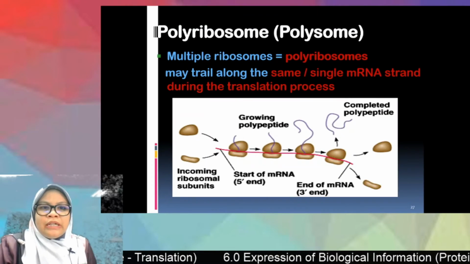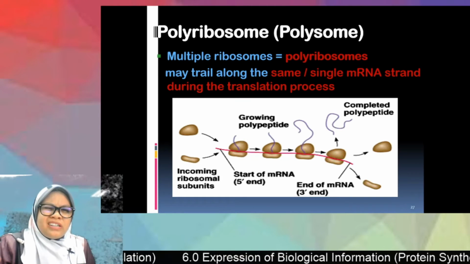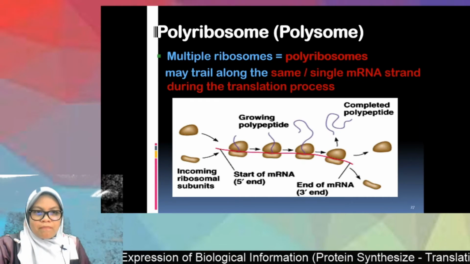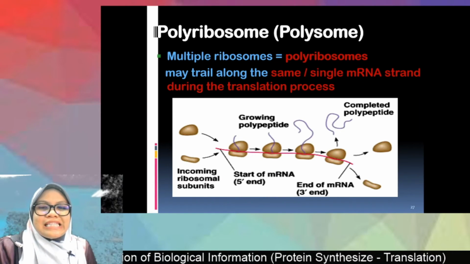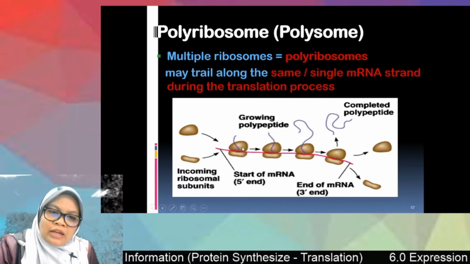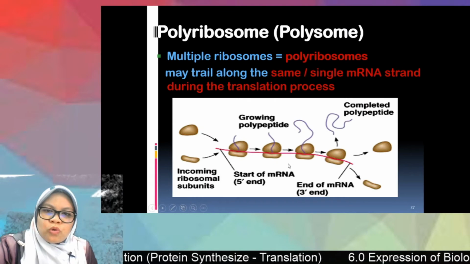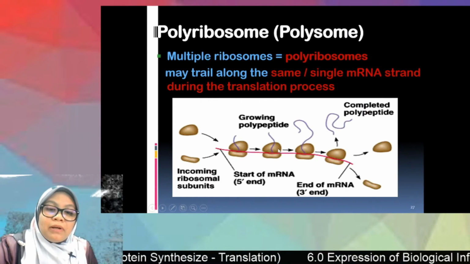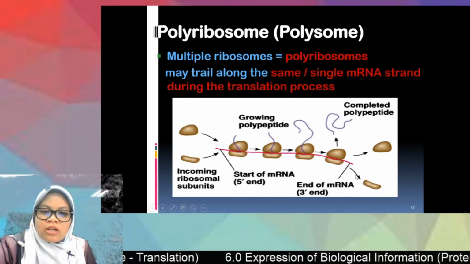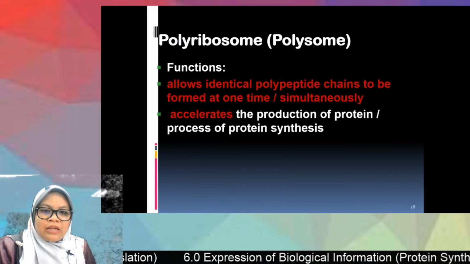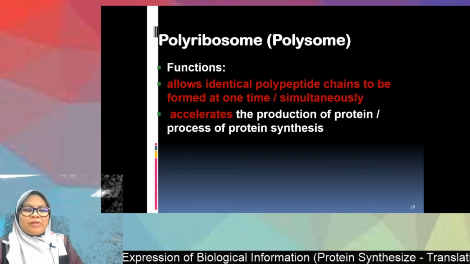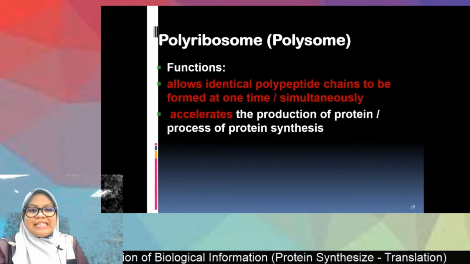What should you know in translation? One of the important terms is polyribosome. It means multiple ribosomes attached to a single mRNA strand during the translation process. Here it shows multiple ribosomes attached to a single mRNA strand during translation. And this is important to accelerate the production of protein, or to accelerate the process of protein synthesis.